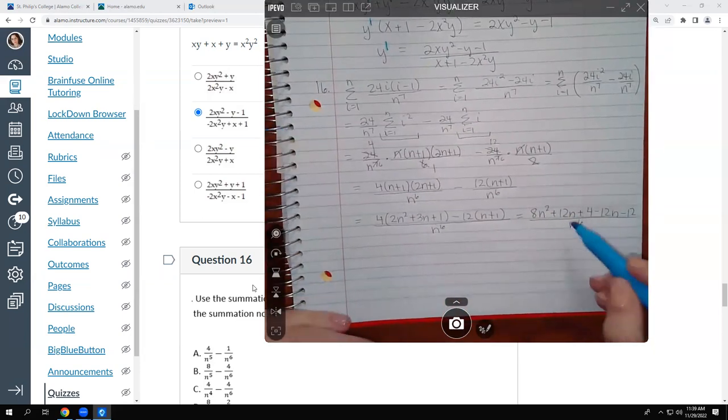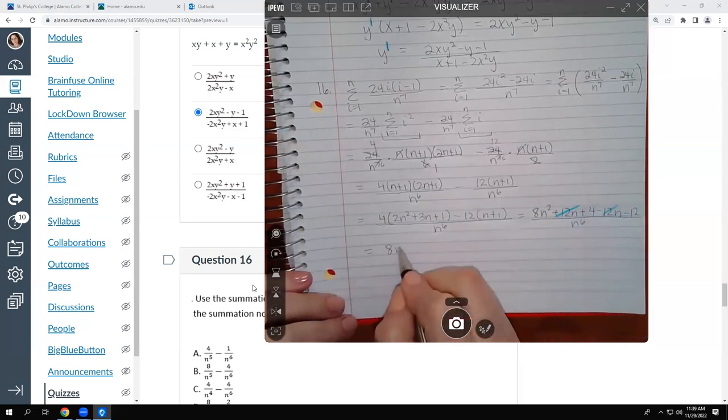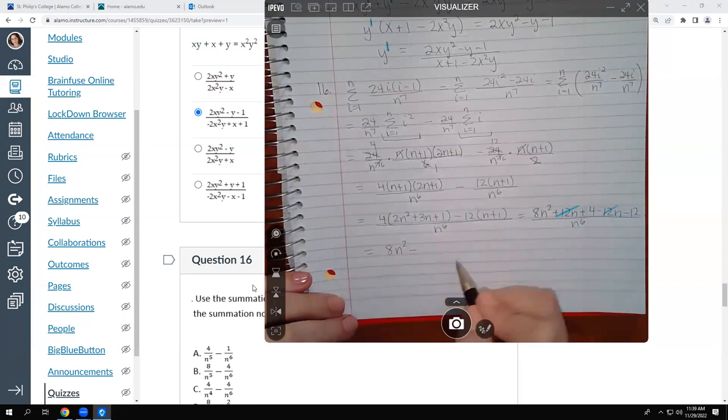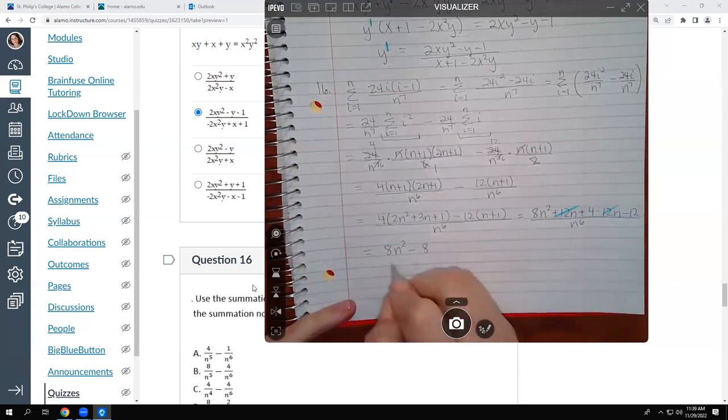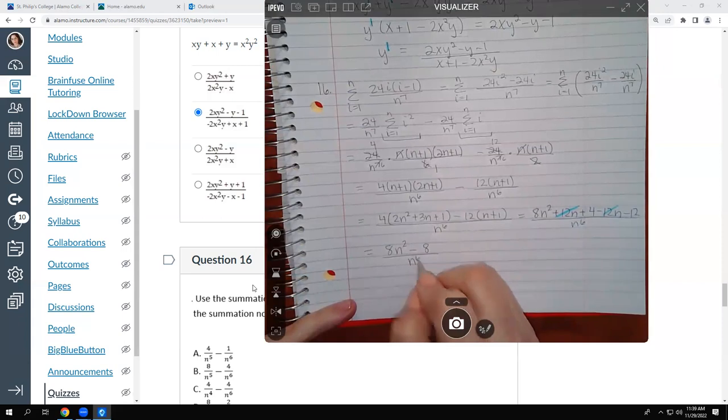So these guys are going to cancel. I'm going to have 8n squared minus, what is that? 4 minus 12? Yes, minus 8, over n to the power 6.